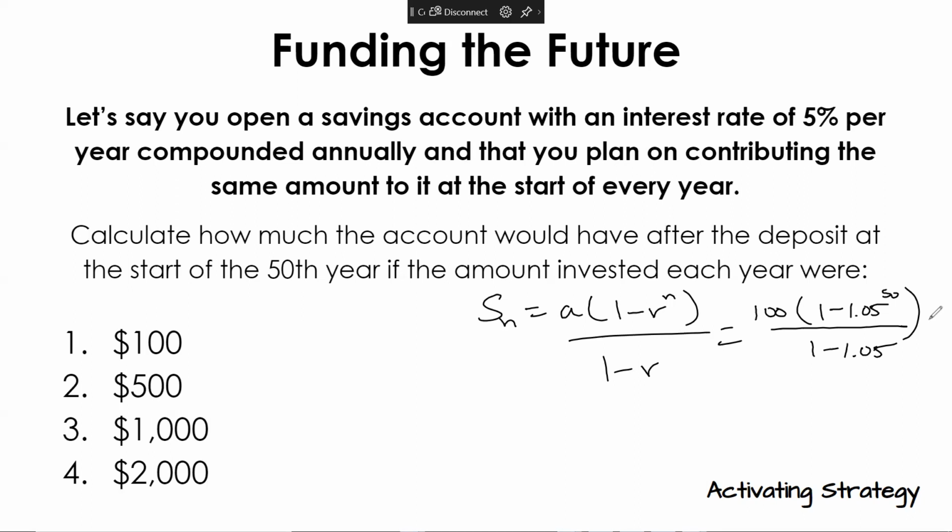We're never using the Desmos calculator on my phone ever again. All right, so after 50 years, we would have $20,934 and about 80 cents.